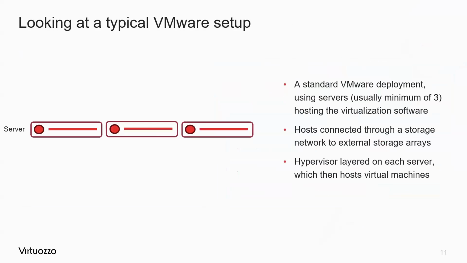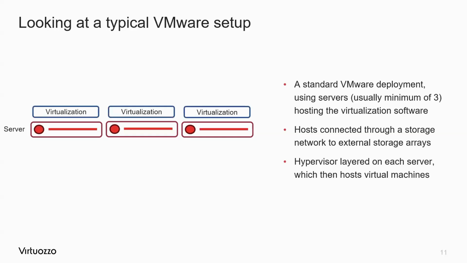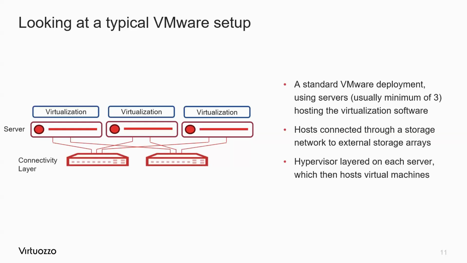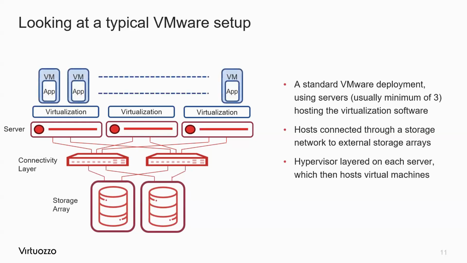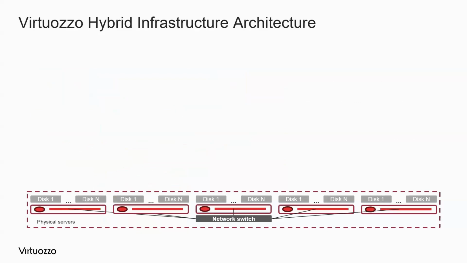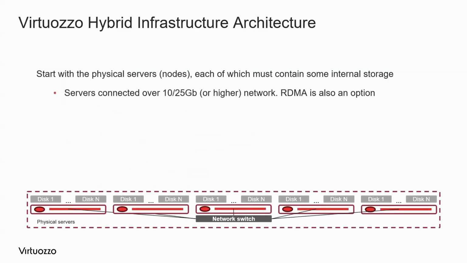In terms of architecture, I will go deeper to better explain our architecture for our software-defined storage, software-defined compute resources, and software-defined network. Before doing that, let's think a little bit about a typical VMware setup, which is normally a minimum of 3 hosting servers, where we have this virtualization on top of it. Everything is then connected through this connectivity layer to storage arrays. And then we have the VMs running in the virtualization with everything related to the apps inside the VM.